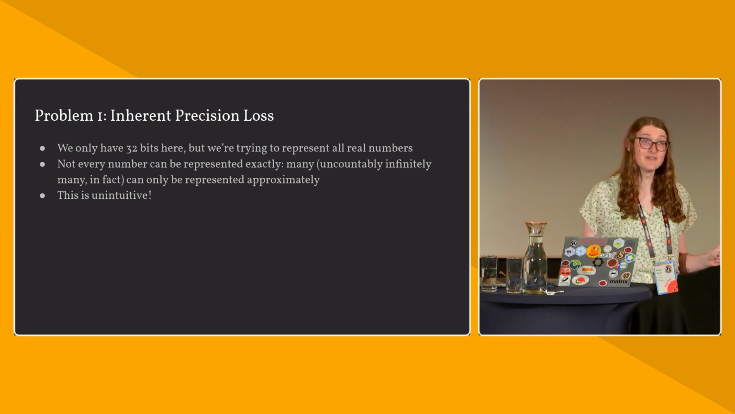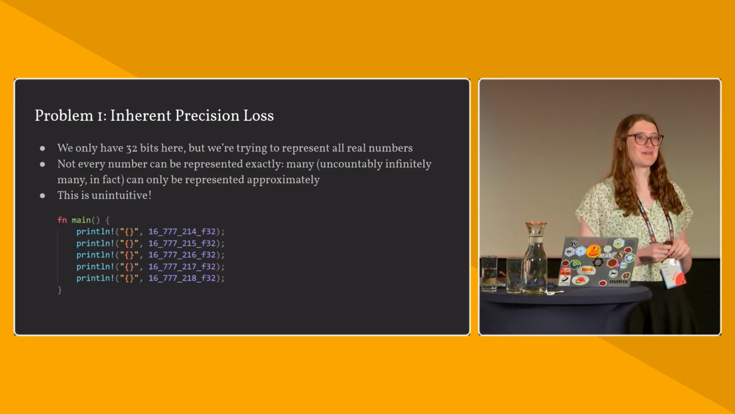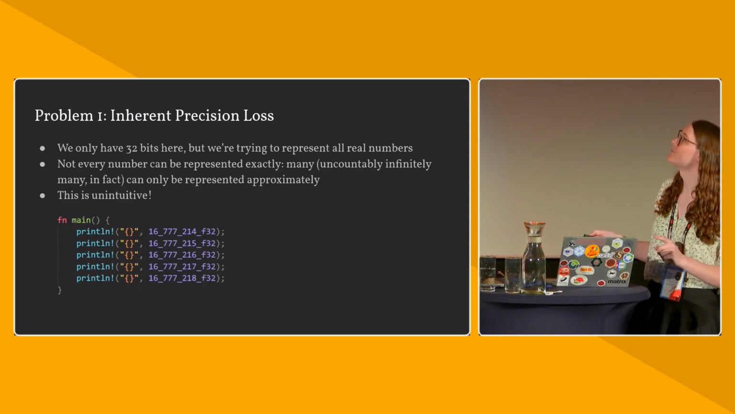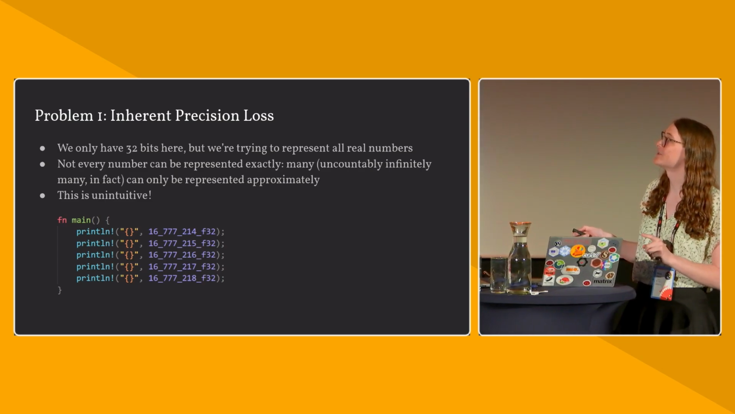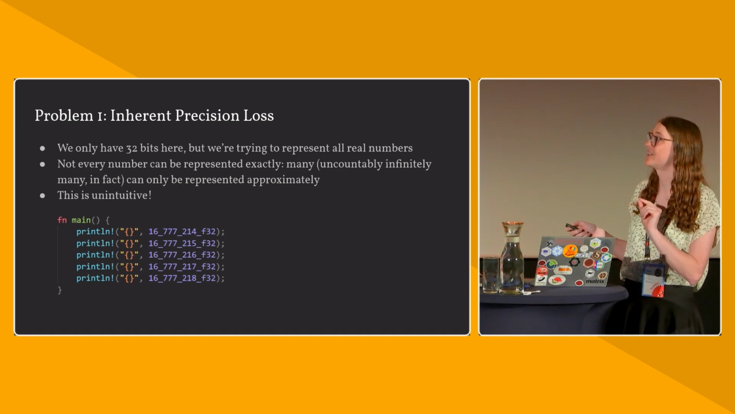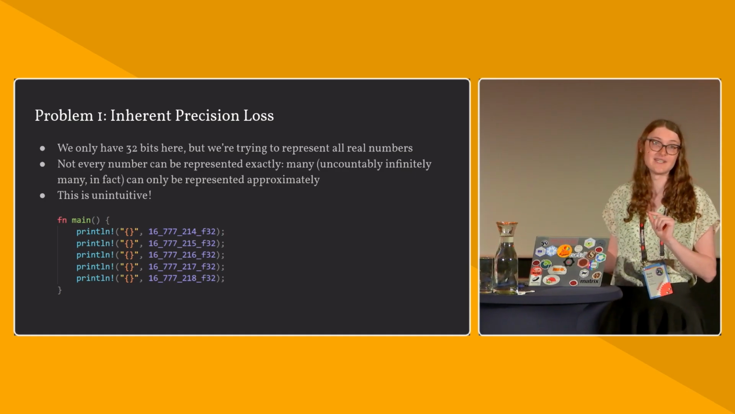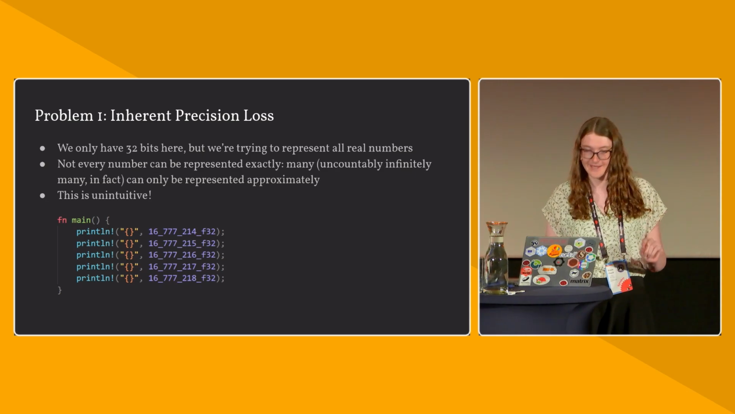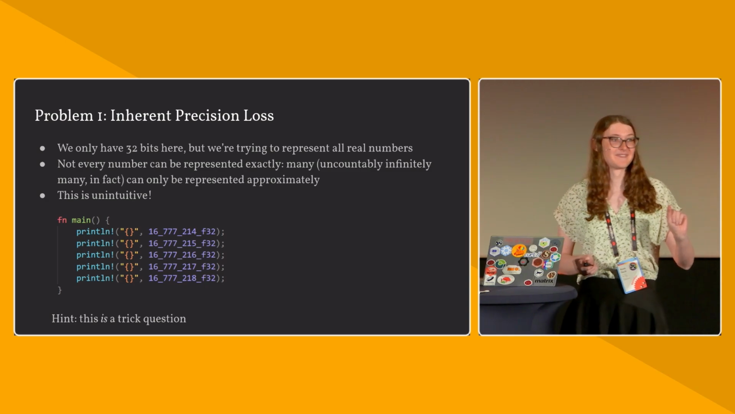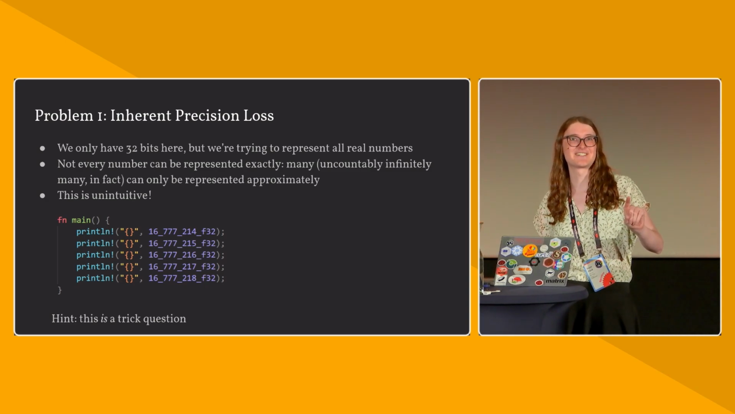And this is unintuitive. Can anybody tell me what this code outputs? I warned you there would be audience participation. We're taking the number 16,777,214 as an F32, and we're just going up by ones each time and printing each one out as we go. And I'll give you a hint, this is a trick question. Who thinks they have an answer? Who wants to try?